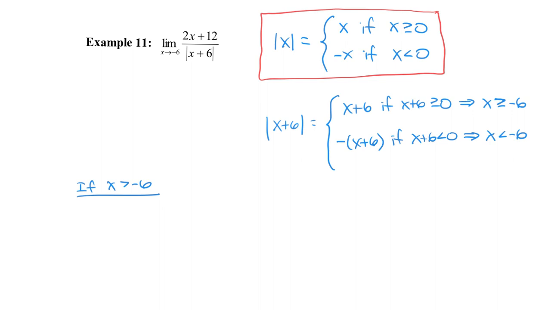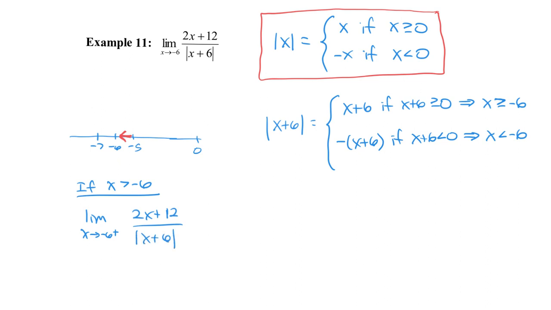So in other words, we've got a number line here, and we've got, let's say, negative 7, negative 6, negative 5, right? So there's a 0 here. If x is greater than negative 6, so we are over here, greater than negative 6, we're coming in from the right. So we are over here, these numbers greater than negative 6, we're approaching negative 6 from the right. So in that case, what we're going to have is the limit as x approaches negative 6 from the right of 2x plus 12 over the absolute value of x plus 6.